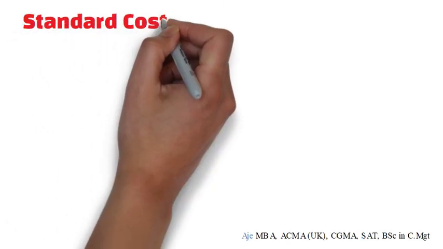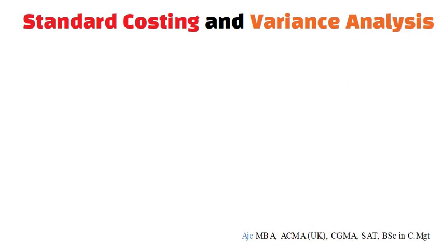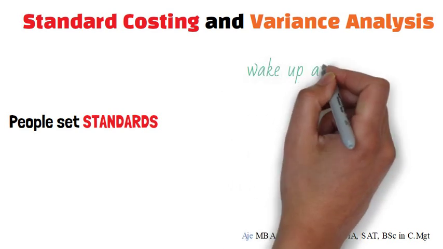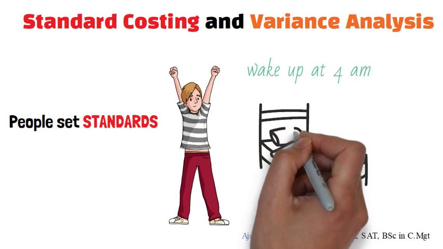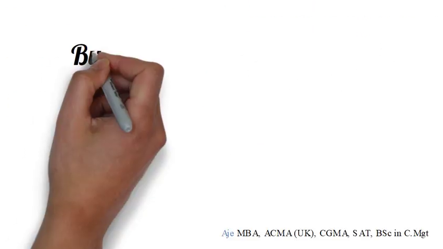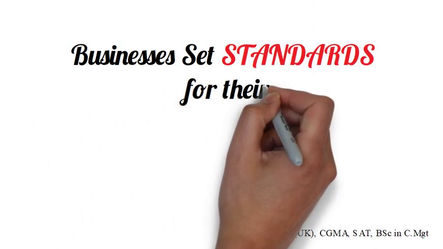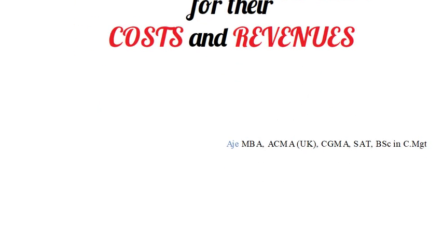So let's talk about standard costing and variance analysis today. People tend to plan their future. They set standards to follow. For instance, I set a standard to wake up at 4 a.m. Sometimes I do wake up at 4 a.m., but sometimes I fail to do so. Similarly, businesses set standards with respect to their cost and revenues.